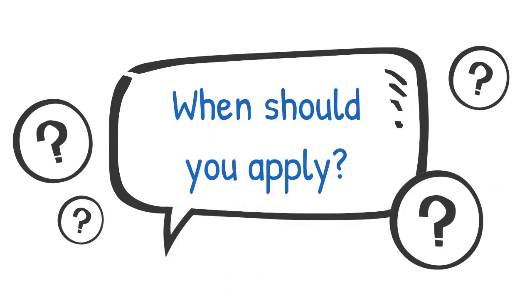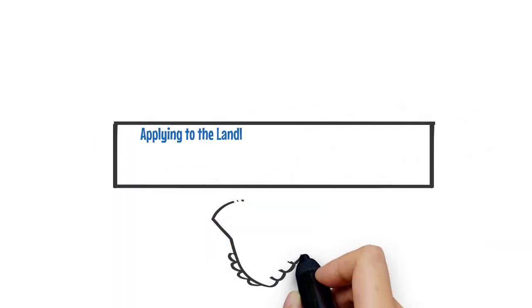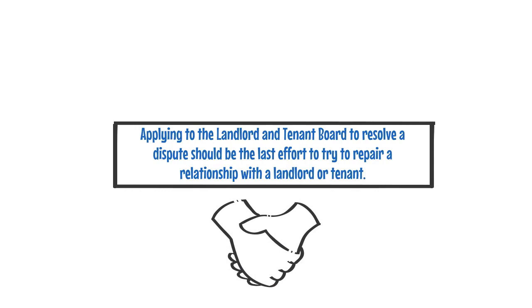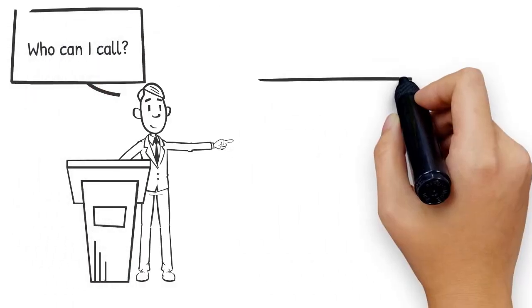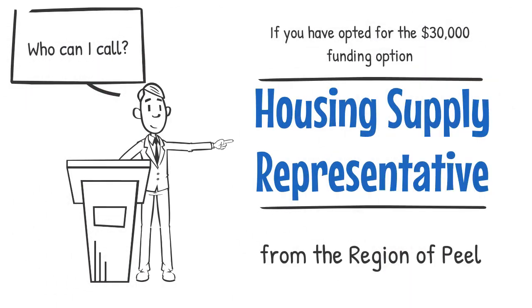When should you apply? Applying to the Landlord and Tenant Board to resolve a dispute should be the last effort to try to repair a relationship with a landlord or tenant. If you're experiencing an issue with a tenant, you should first try communicating with your tenant to solve the problem. If you have accepted the $30,000 funding option and are housing a Region of Peel client, you may also contact the housing supply representative you were assigned for primary contact and support.